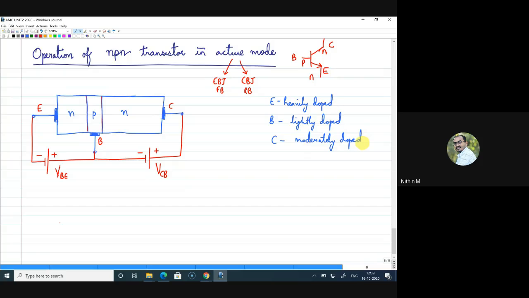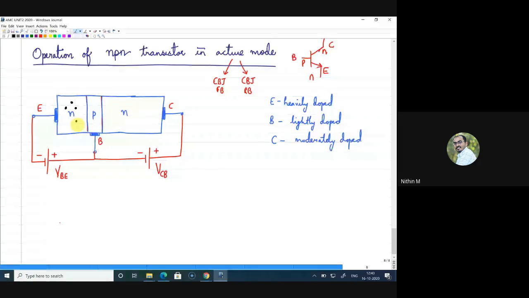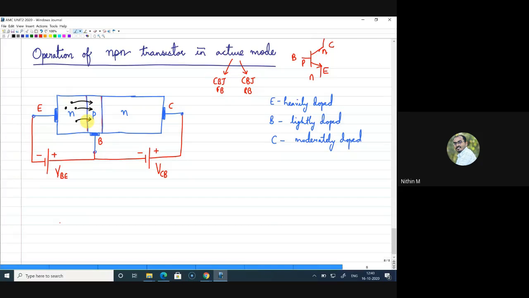Now, under this condition, let me look at both the junctions. You have the emitter-base junction forward biased. So if that is the case, we know that the majority carriers in this emitter region are electrons. Since the majority carriers are electrons and this junction is forward biased, what will happen? Electrons will be injected into this region, right? Electrons will be moving into this region, and you have the base region where you have holes, and holes will be moving into this region.